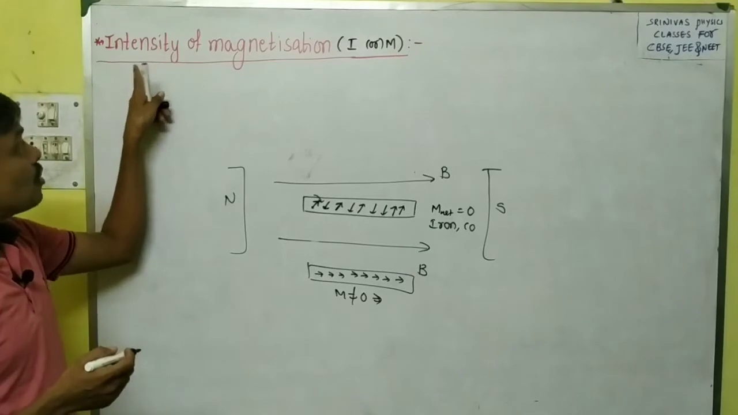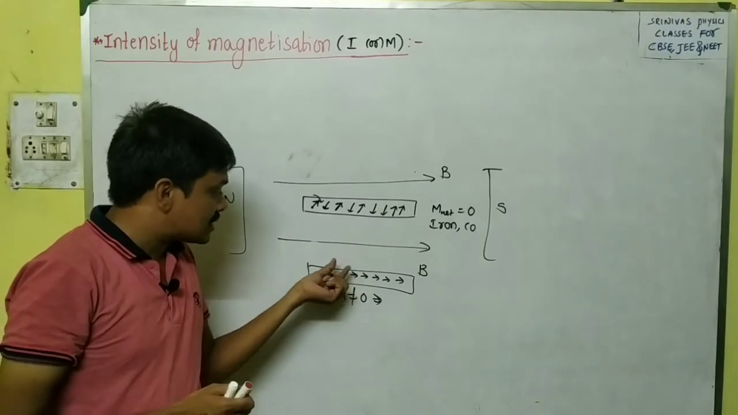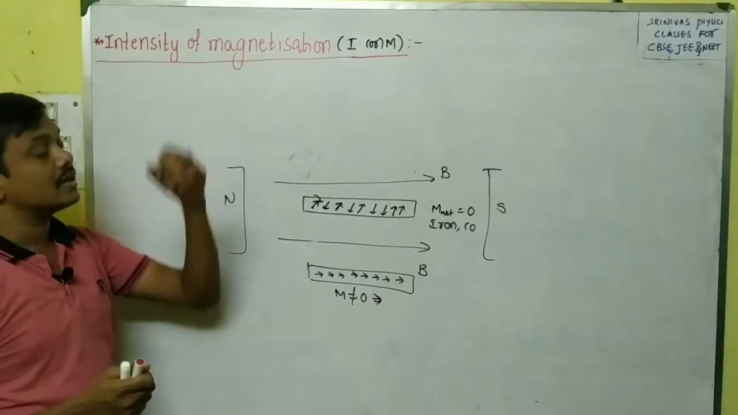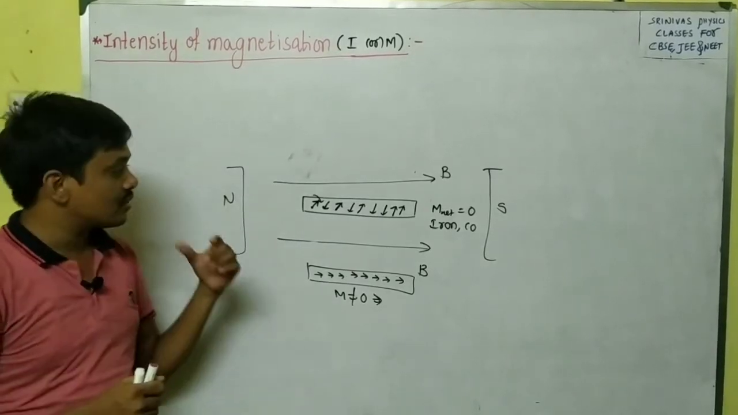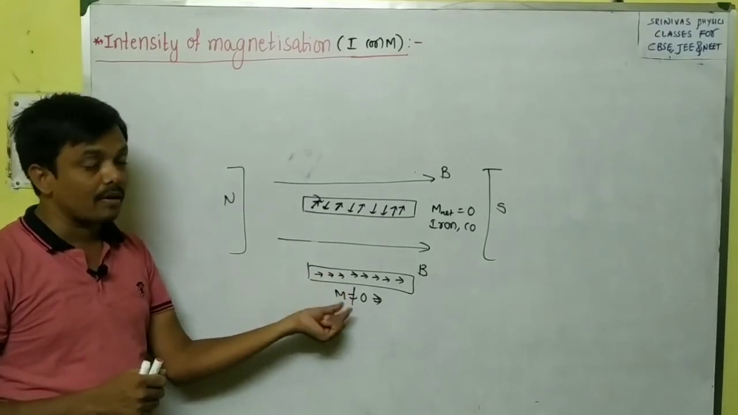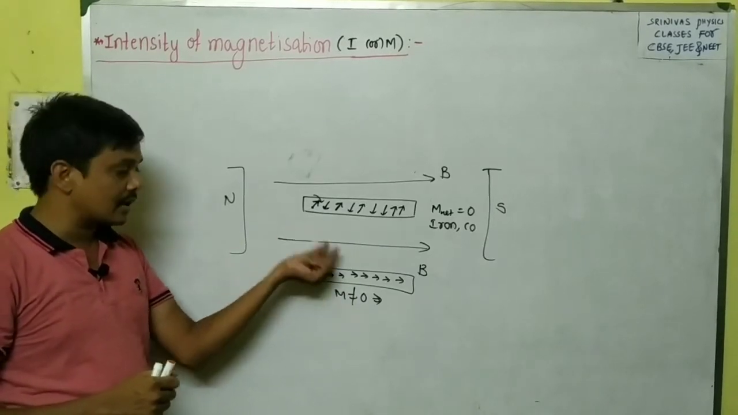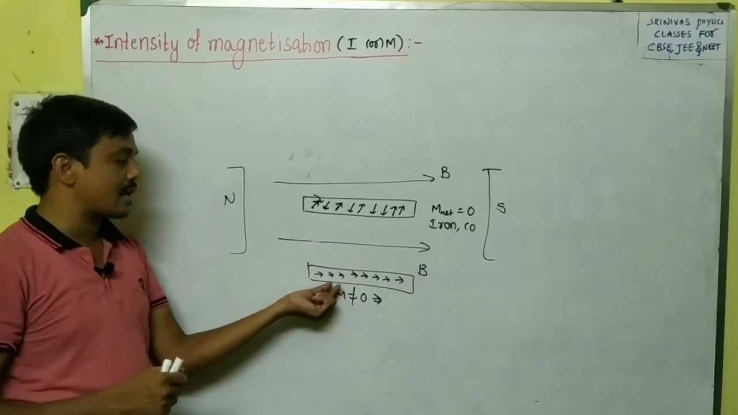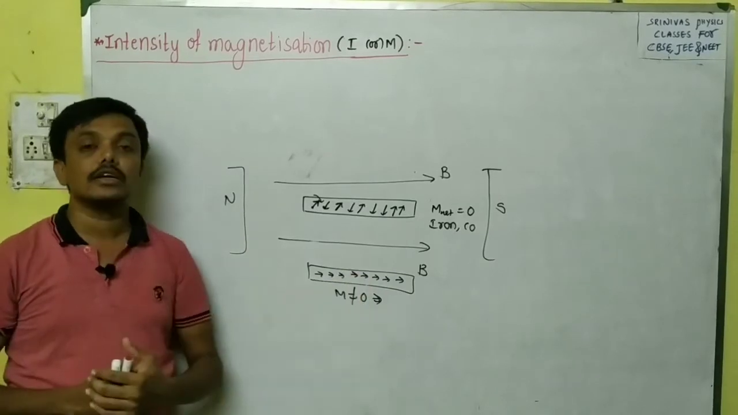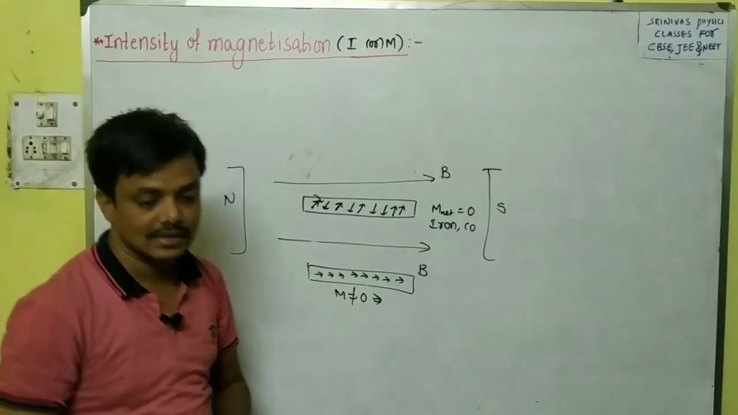How much magnetic moment is generated in a magnetic substance can be measured by a physical quantity, that is the intensity of magnetization. Its definition: when you want to magnetize a magnetic substance, iron or cobalt, you place that substance in the magnetic field. When you place it in the magnetic field, some magnetic moment is induced in it, and that induced magnetic moment per unit volume is called the intensity of magnetization. This is a simple definition.